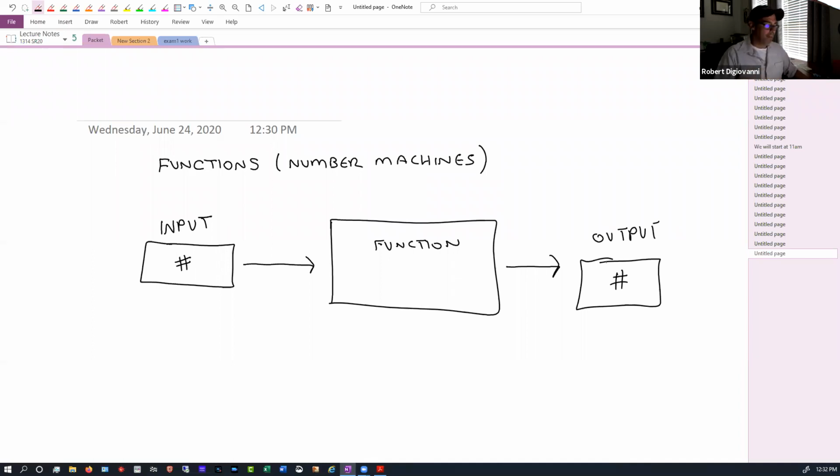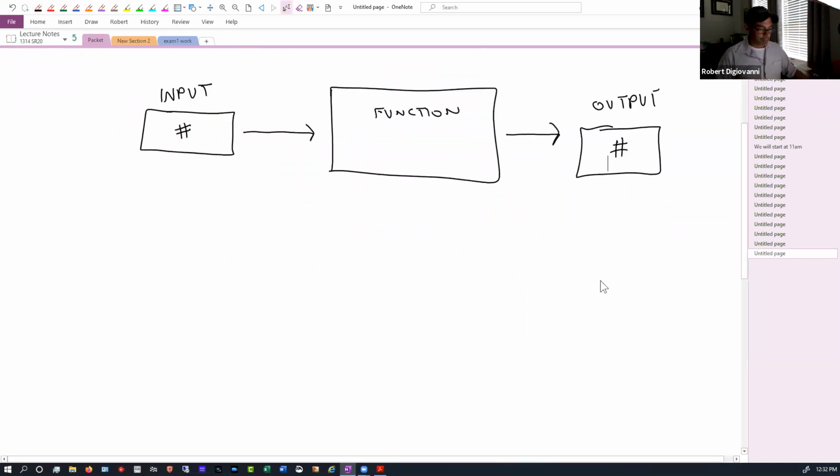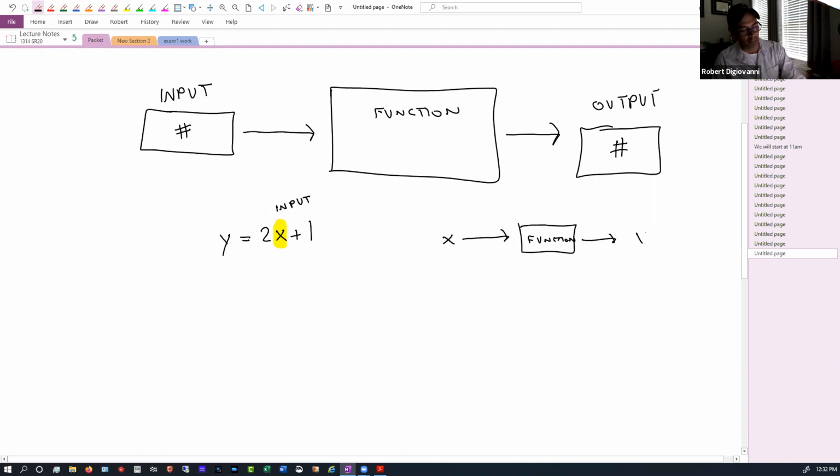So examples of functions are things like, let me write down this equation, y equals 2x plus 1. If we look at just the x as being our input, then if we start giving this machine values of x, it's going to spit out values of y. So x is going to go into the machine, to the function, and then what's going to come out the other side is the y value.